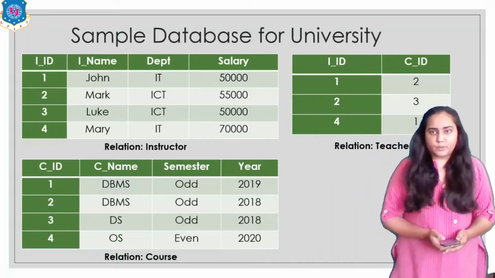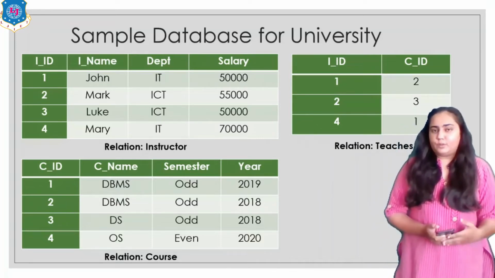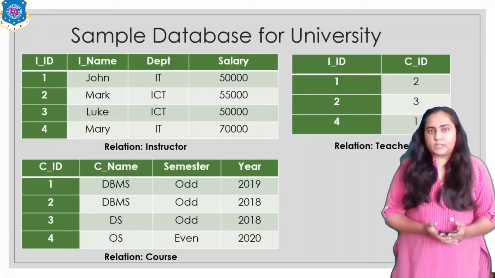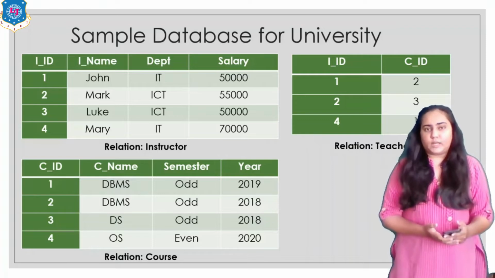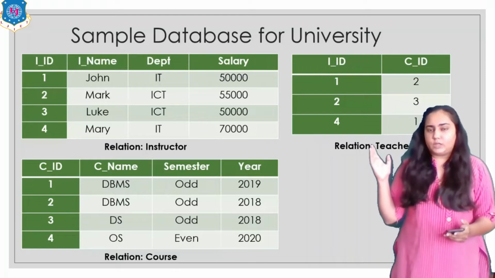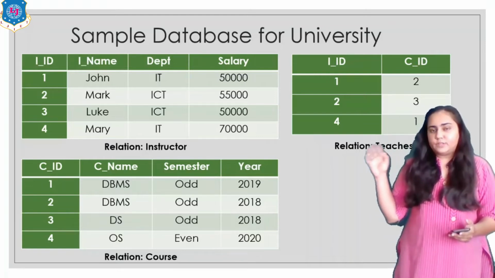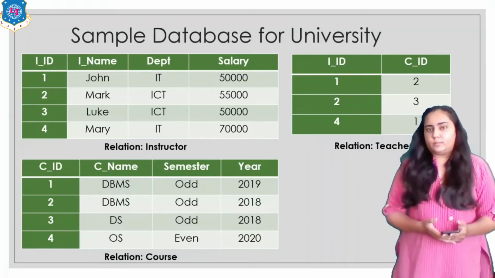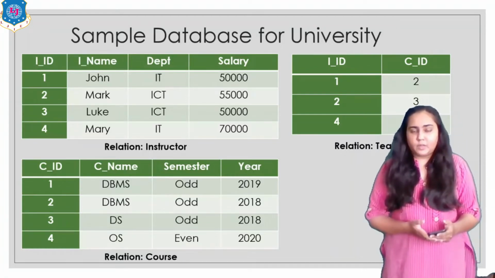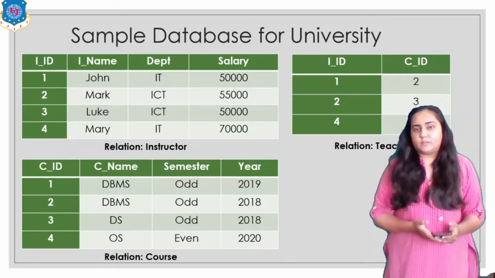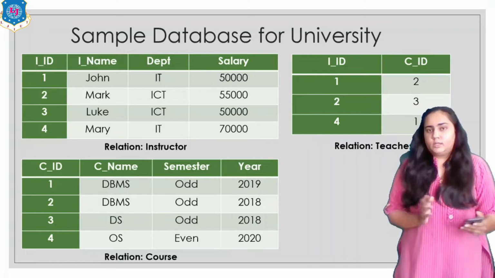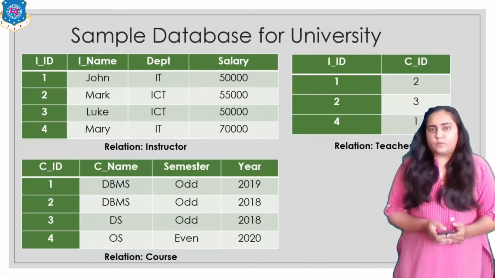So from the teachers table, you can get information. For example, the first row shows 1 for instructor ID. You can go back to the instructor table and check that 1 is for John from the IT department. Then you can look at the course ID next to John's ID, which is 2. Looking at the course table, you can conclude that John taught DBMS in odd 2018. So that's what this database is about. It's a very small one with only 3 tables.